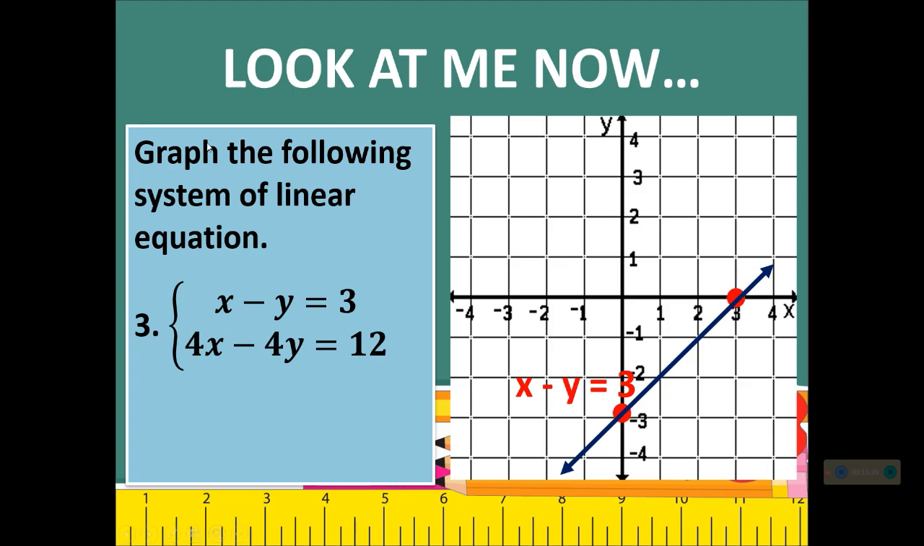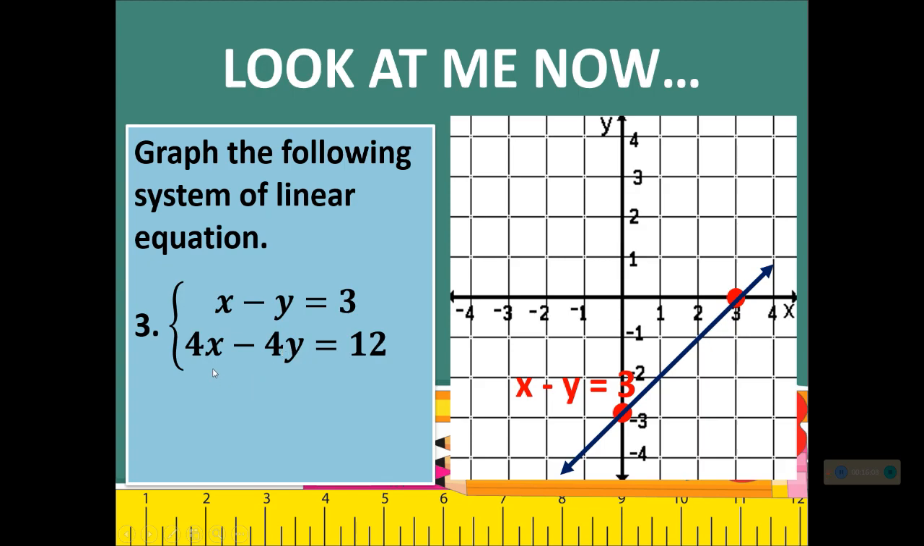So let's continue. Using this equation again with the x- and y-intercepts, you will have to cover up negative 4y. Or you may also use negative 4x first. Cover up 4x, then you will have negative 4y equals 12. Then you are going to divide mentally by negative 4, so you will obtain y equals negative 3. So therefore, you are going to plot here also negative 3.